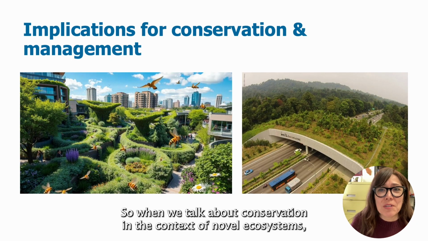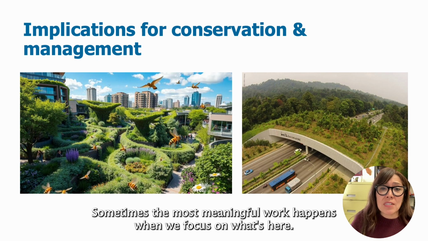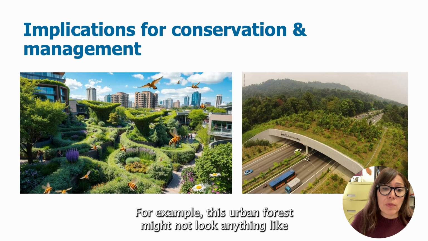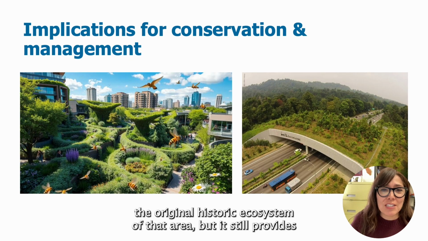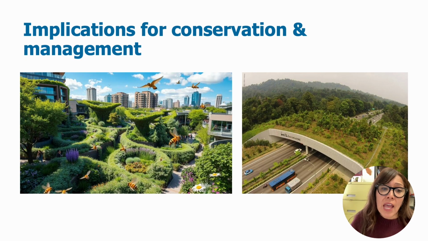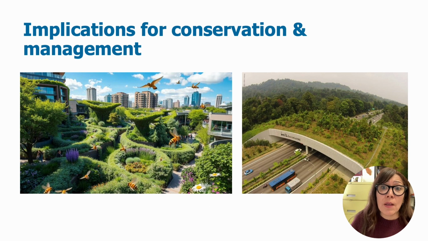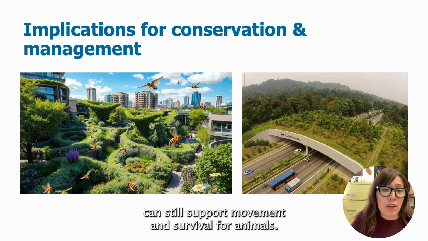So when we talk about conservation in the context of novel ecosystems, the big takeaway is that not everything can or needs to go back to what it was. Sometimes the most meaningful work happens when we focus on what's here now. For example, these urban forests might not look anything like the original historical ecosystem of that area, but they still provide shade, habitat, carbon storage, and space for people to connect with nature. And this wildlife corridor shows how even heavily altered landscapes can still support movement and survival for animals.